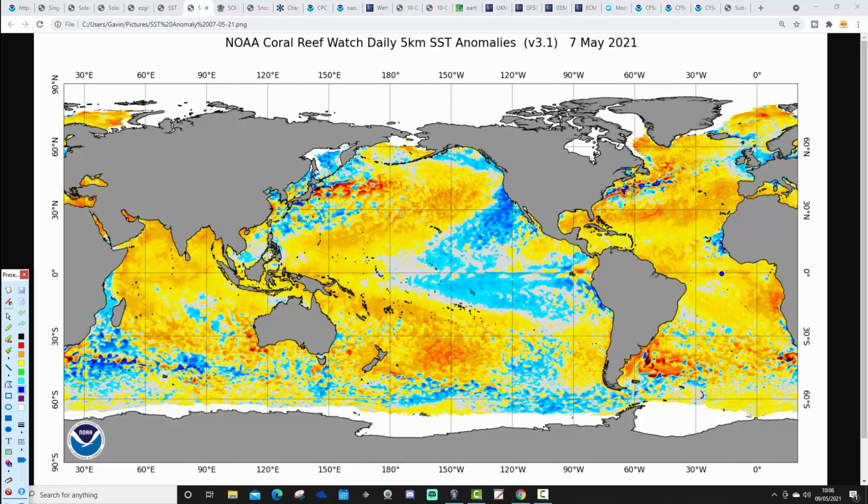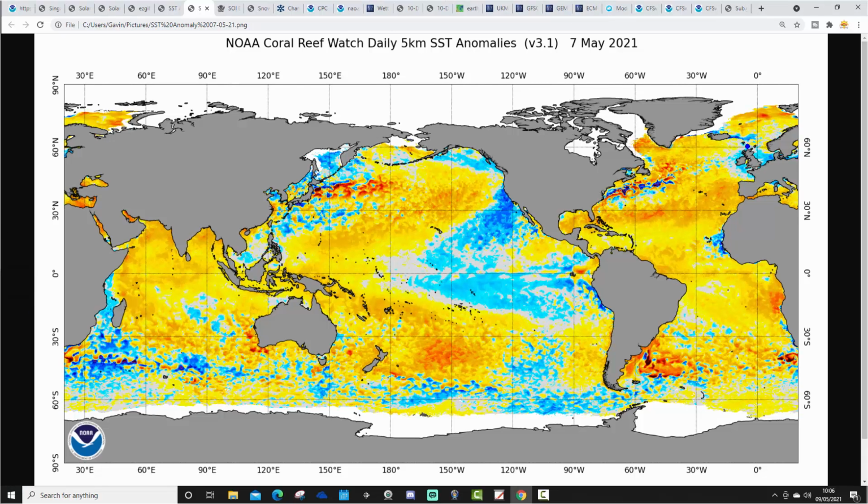There's no sign of anything notably cool going on with the Atlantic Ocean. Of course, you can see that it is quite significantly colder than average close to the UK and in the North Sea. But again, these are shallow waters, so they're prone to temperature changes with the weather conditions.